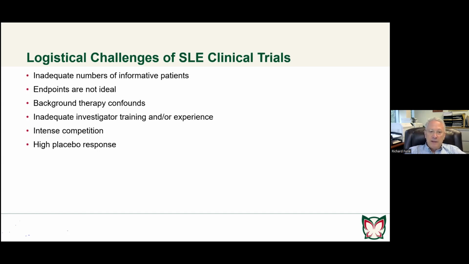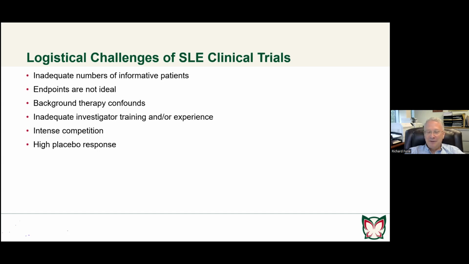We try to train investigators, but when these studies become global and involve hundreds of sites, investigator training may not be optimal. And as Ed said, there's intense competition right now. In fact, I just got back from EULAR. Someone said there are about 29 companies pursuing CAR-T in lupus alone.